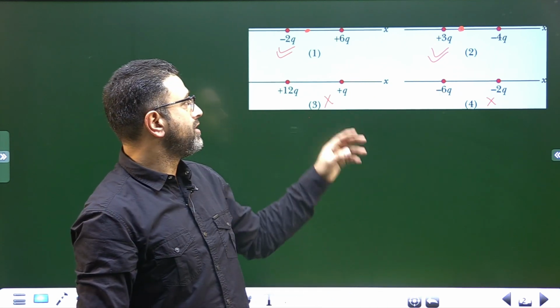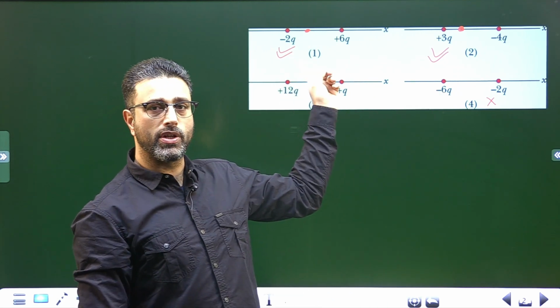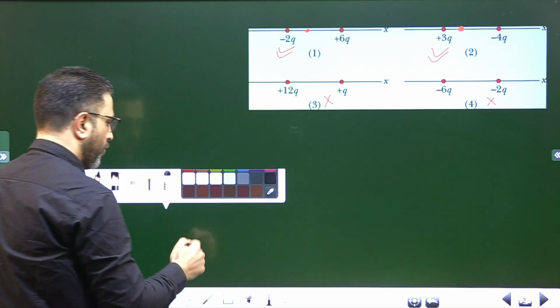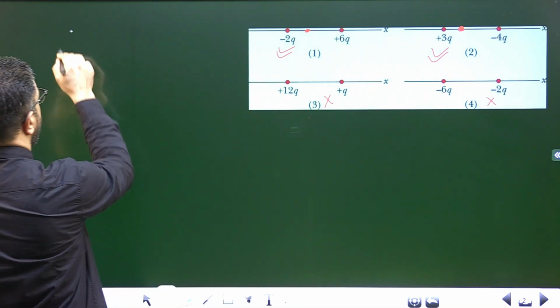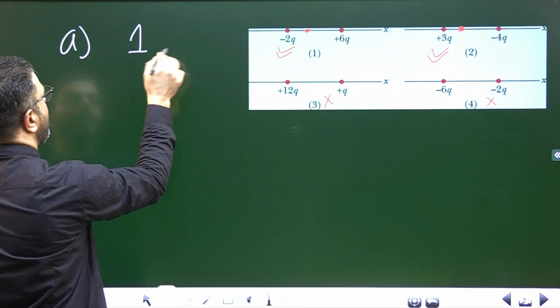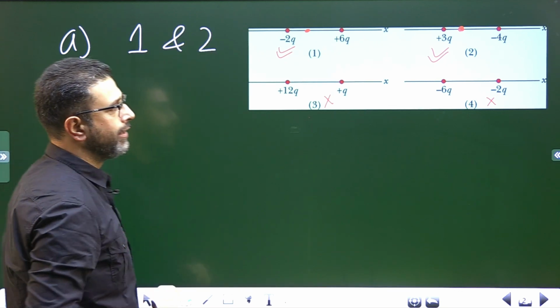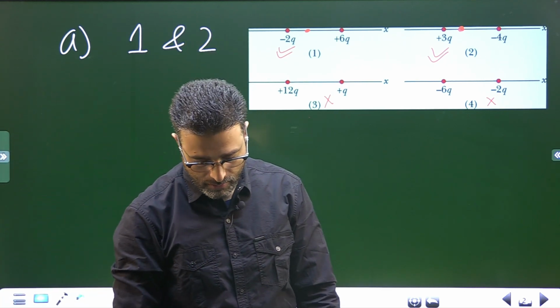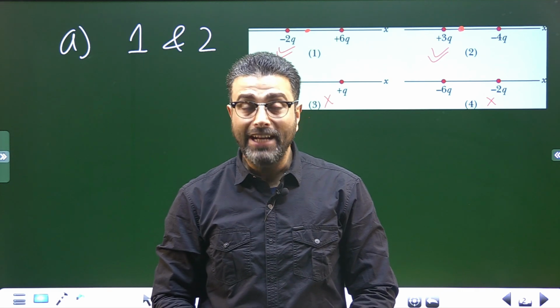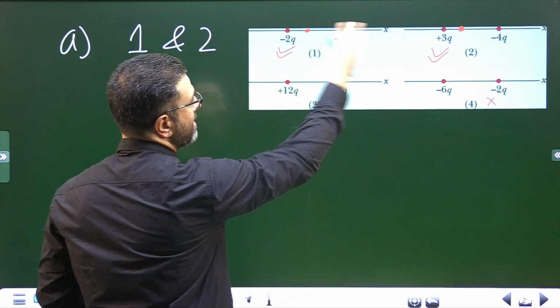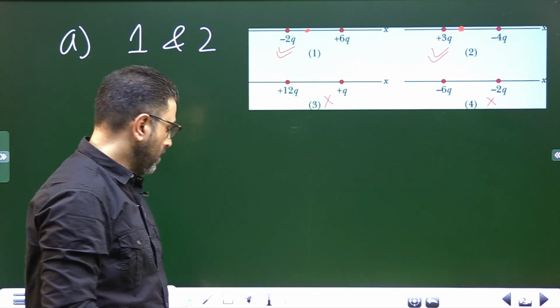So potential can be 0 between the two charges in situation 1 and situation 2. So for part A, 1 and 2 are the answers. Then part B, to the right of the particles, to the right side of the particles.